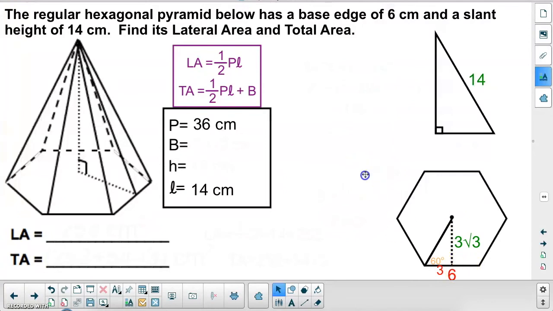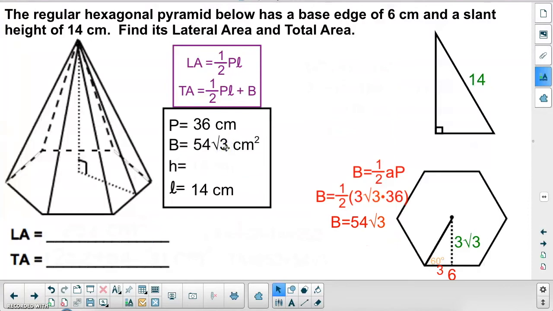To find the area of the base, we have 1/2 apothem times perimeter, which gives us 1/2 times 3 root 3 times the 36 that we already found. 36 times 3 divided by 2 gives us 54 root 3 square centimeters for the area of the base. To find h, we're going to have to use Pythagorean theorem.